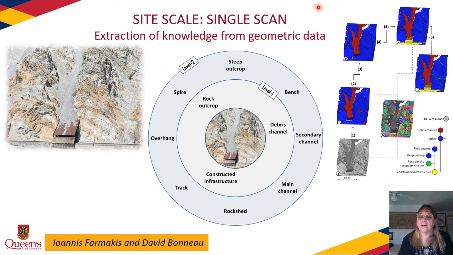If we then move to the right side of this diagram, we can see the automated process moving from bottom left here, from the original LiDAR data set, to a first stage where you identify the distinction between a debris channel and other, and then moving on through this sequence of analyses as the data is automatically processed, we can eventually get to a position where we have individual objects that have been identified that represent different parts of the slope. And so that shows us the outcrop areas, the talus areas, and the constructed infrastructure.